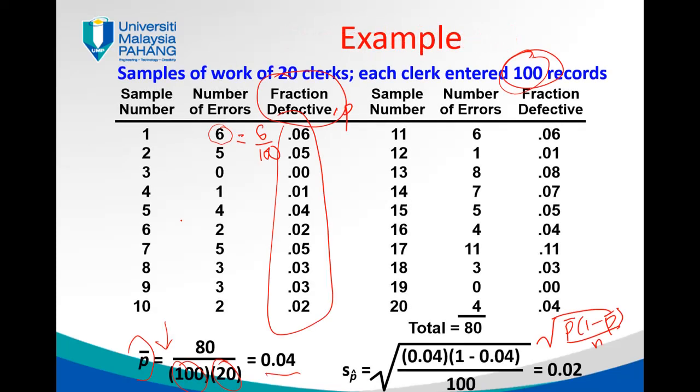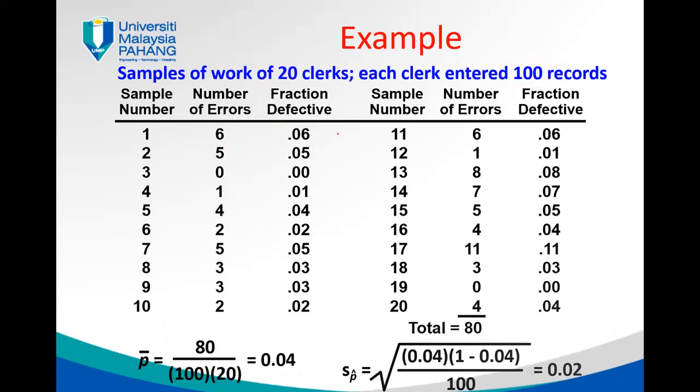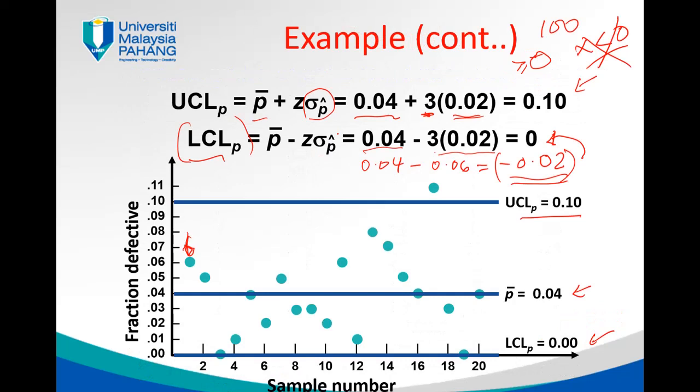For the first sample here, the fraction is 0.06, the second one is 0.05, so we transfer that value into this chart. 0.06, 0.05, 0, and so on. From there basically we can observe, based on the 4 criteria that I mentioned earlier.